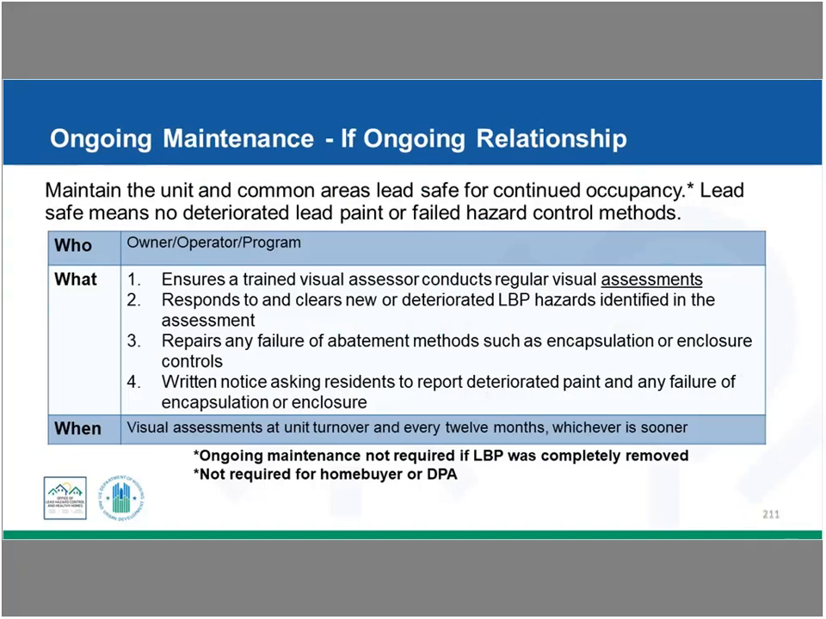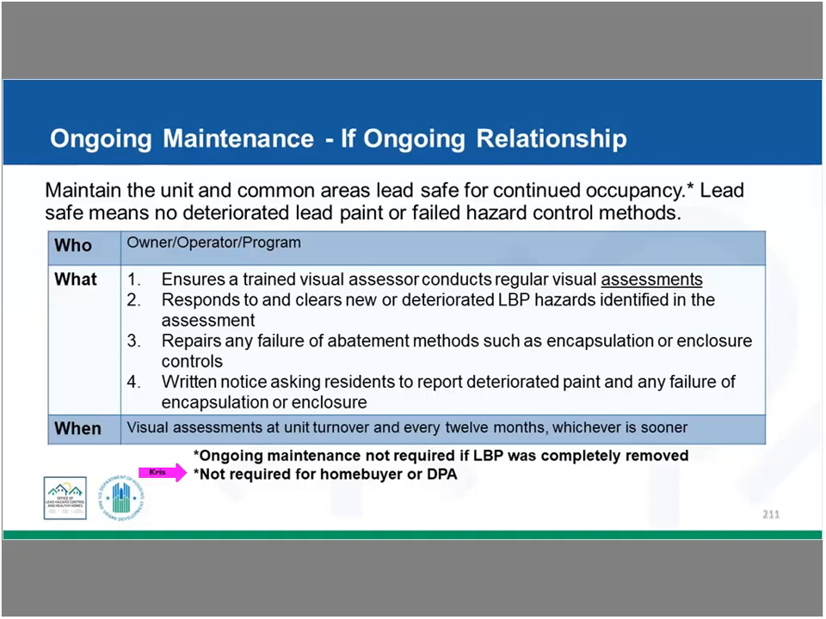Ongoing maintenance. So if there is an ongoing relationship between the program and the unit, then there are ongoing maintenance requirements. There are no ongoing maintenance requirements for Homebuyer or down payment assistance programs, but typically our leasing, our operations, our support services, those do have ongoing relationships. If you have a HOME rental property, that has an ongoing relationship.